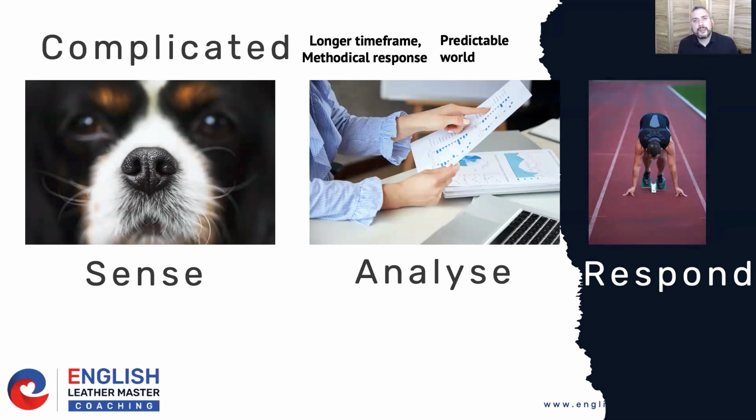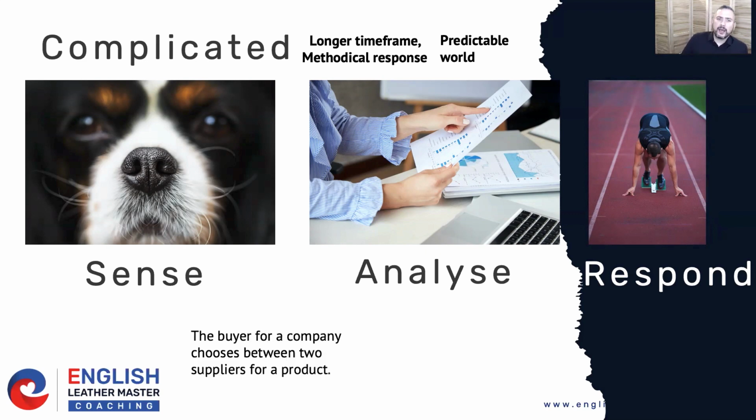Complicated is the quadrant that most businesses believe they are working in most of the time. So you have a long time frame. You can spend some time thinking about things, and it is a predictable world. So if you are a buyer for a company and you can choose between two products, here it isn't simple. It isn't, I have to get this product. There is genuine choice in the complicated world.